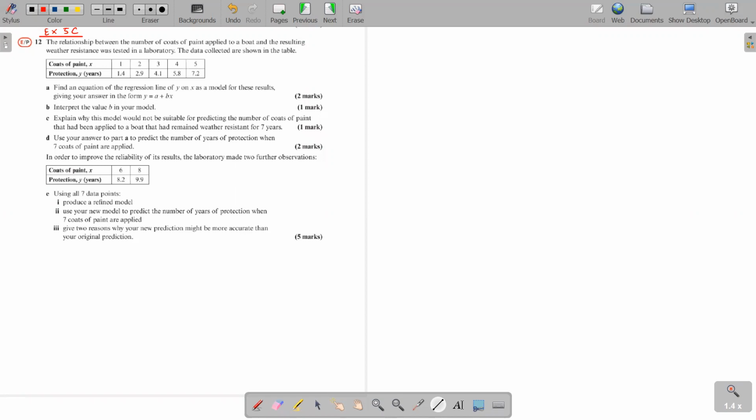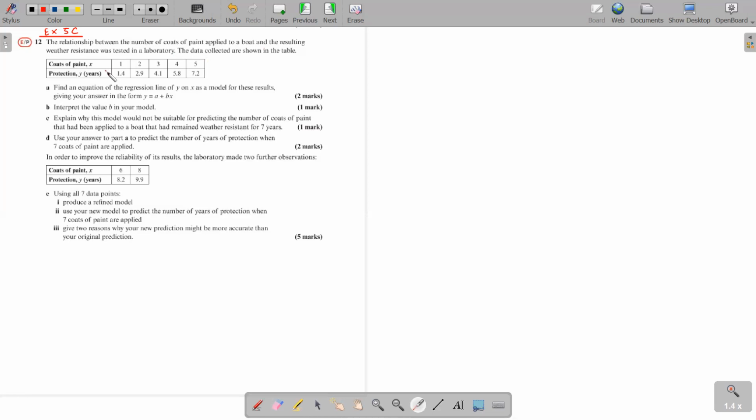All right, so let's move on to another question in exercise 5C. Now you know how to calculate the line of best fit, right? So let's go for another question to practice with that. They say here the relationship between the number of coats of paint applied to a board and the resulting weather resistance was tested in a laboratory. The data collected are shown in the table.